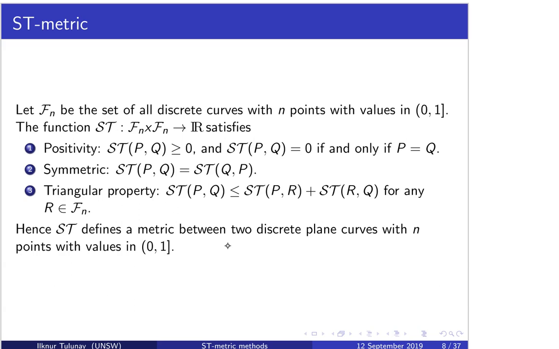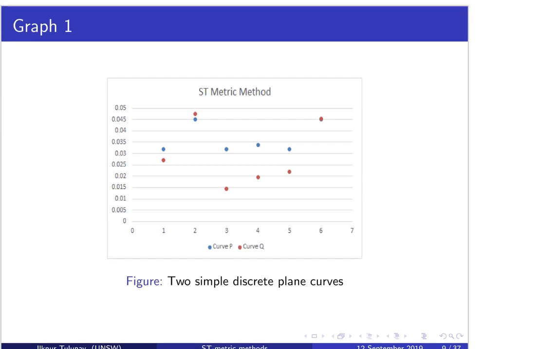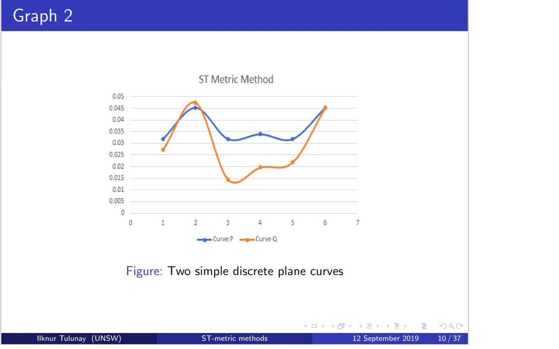So it is a true metric between two discrete curves in n points with values between 0 and 1. Since it is discrete, we are talking about the points as a curve, but in order to be able to visualize, we usually smooth them to see what is going on.